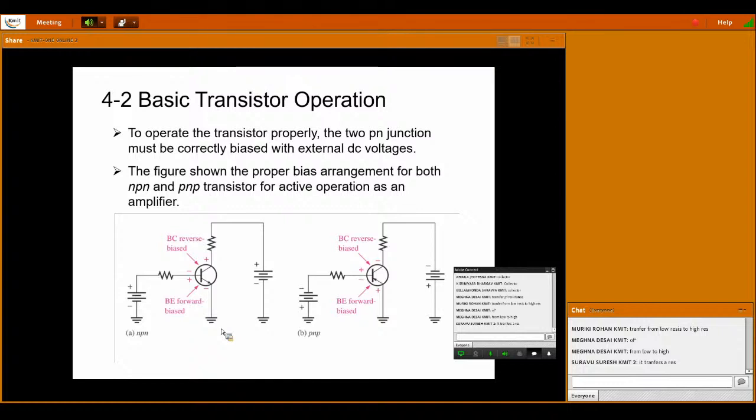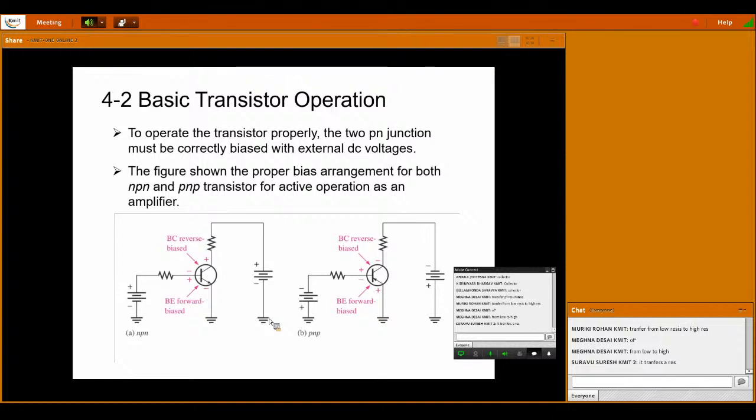If I am taking the collector terminal as a common terminal, then it is known as a common collector configuration. In order to put our transistor, for this NPN or PNP, we have to apply the input junction forward and output junction reverse. Now I'm going to ask you a question.